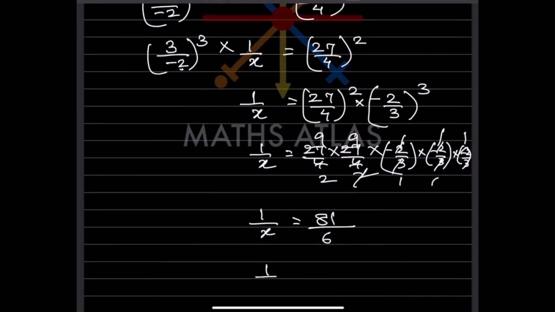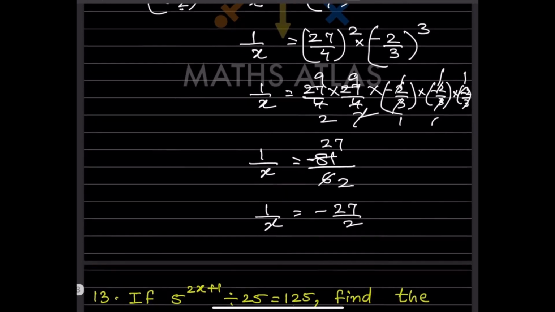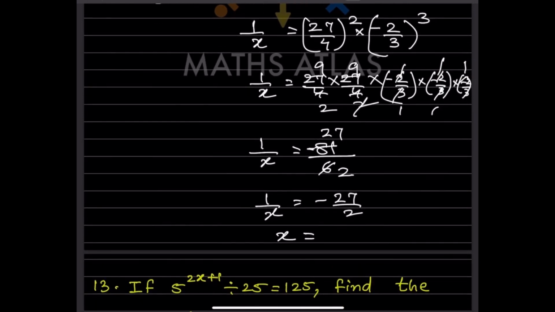So now what you are going to write here, 1/x is, so let us make it small, that will be 3 twos are 6 and 3 27s are 81. And before that, let us see the sign. Yeah, we have missed one sign because here are 1, 2 and 3 negative signs. So we are going to write here minus 81, so this is going to be minus 27/2. So now we can write here x will be 2/27, so we can also write that as minus 2/27.